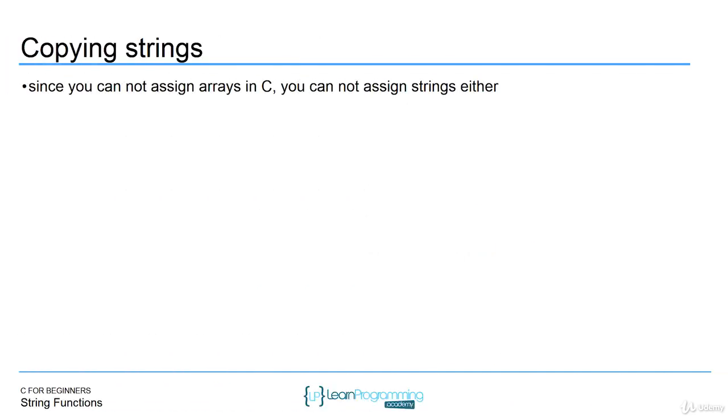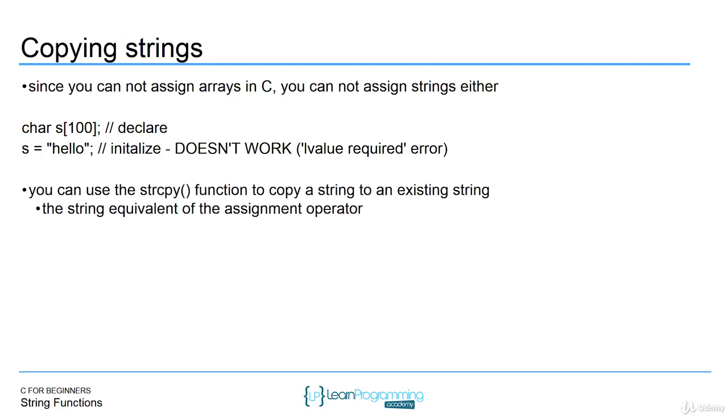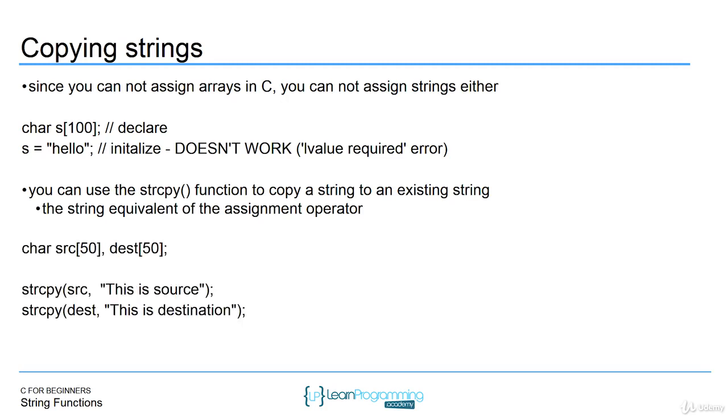Copying strings. Copying strings means either modifying an existing character array that has some data in it, or if it doesn't have anything in it, you want to put something in there. Since you cannot assign arrays in C, you cannot assign strings either. I mentioned this earlier. Declaring a character array and then using the equals assignment operator does not work. So what you have to do is use the strcpy function to copy a string to an existing string. It's the equivalent of an assignment operator for strings.